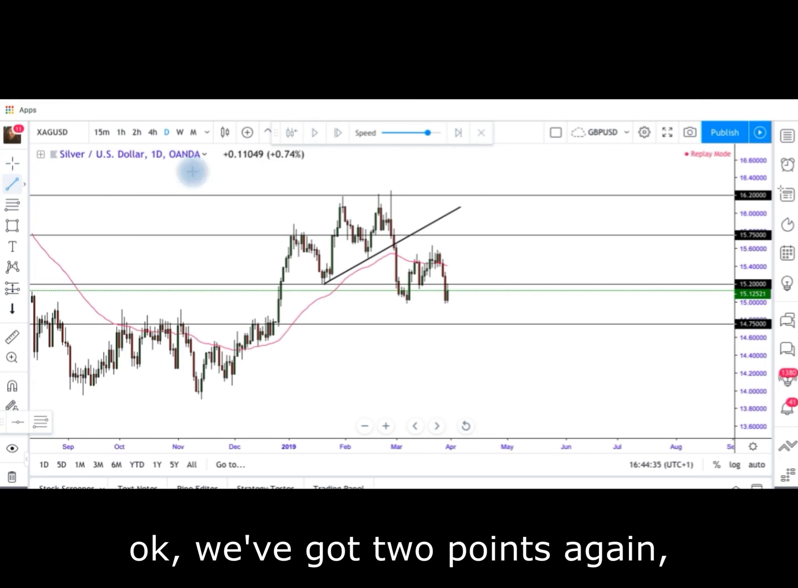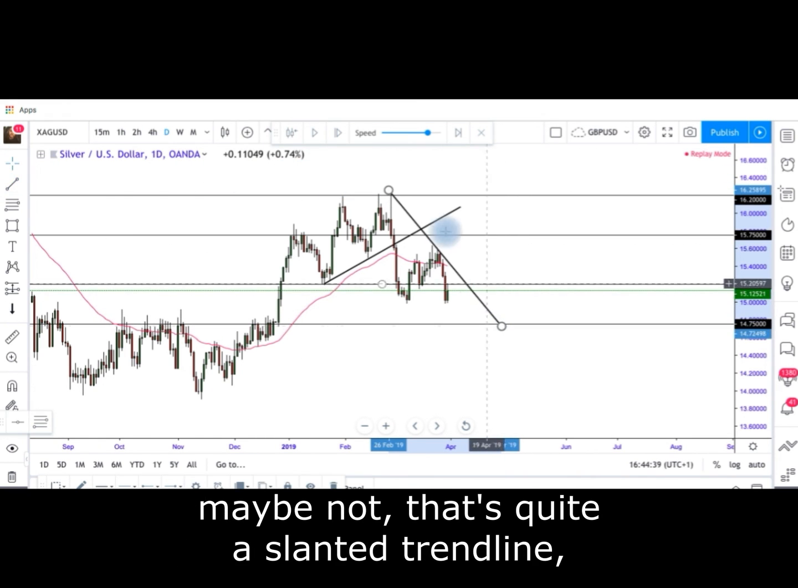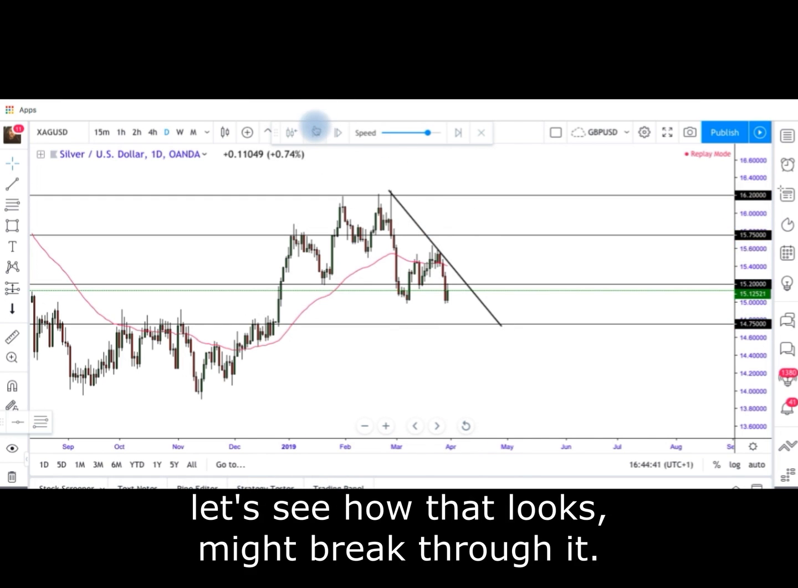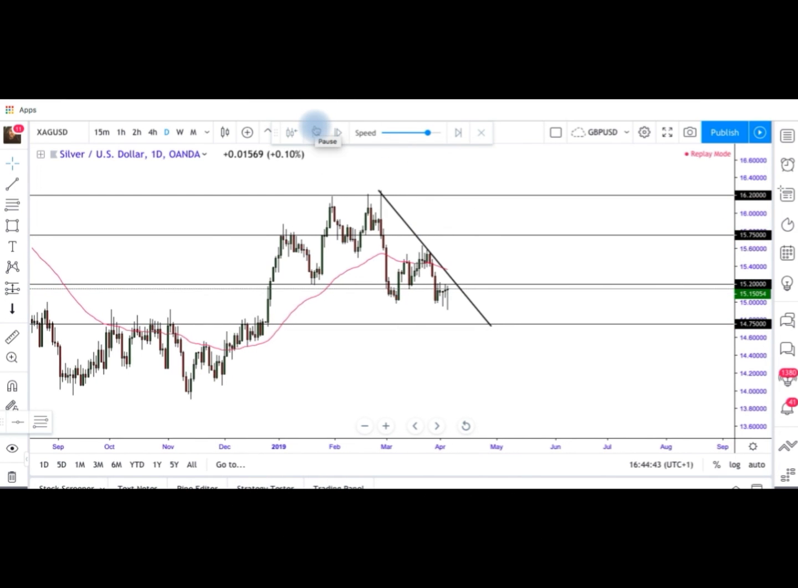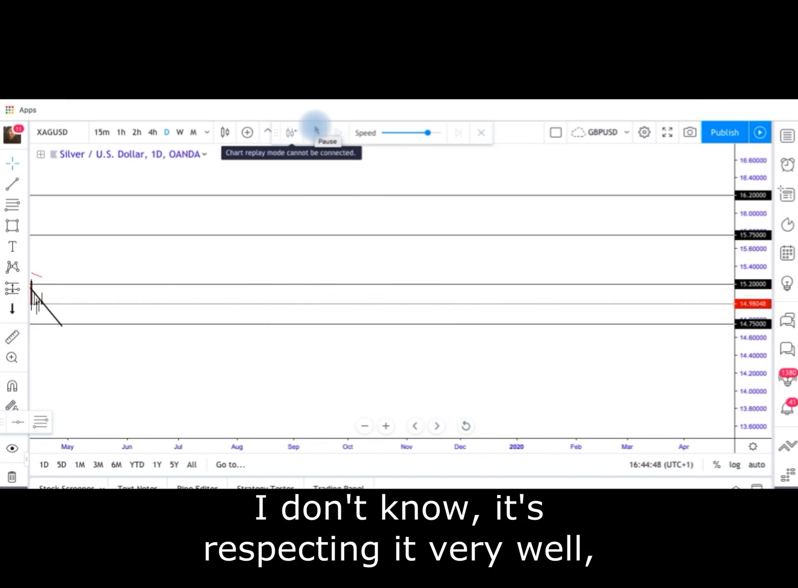Okay, we've got two points again. Maybe we could put a trend line here. Let's have a look. Maybe not. It's quite a slanted trend line. Let's see how that looks. Might break through it. Okay. I don't know. It's respecting it very well.